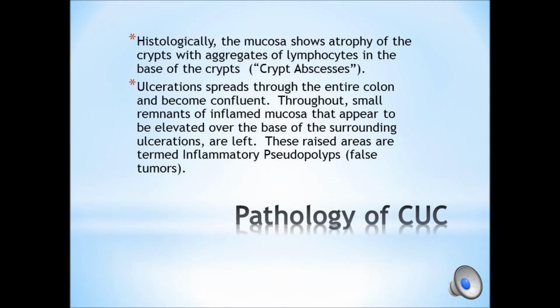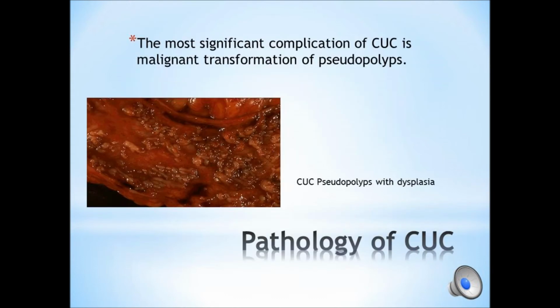These ulcerations will spread through the entire colon and become confluent. Throughout, there will be small remnants of inflamed mucosa that appear to be elevated over the base of the surrounding ulcerations. And these raised areas are termed inflammatory pseudopolyps. If you look at it histologically, the mucosa shows atrophy of the crypts with aggregates of lymphocytes in the base of the crypts, which are called crypt abscesses. And this photograph is showing the malignant transformation of pseudopolyps that develop in CUC.